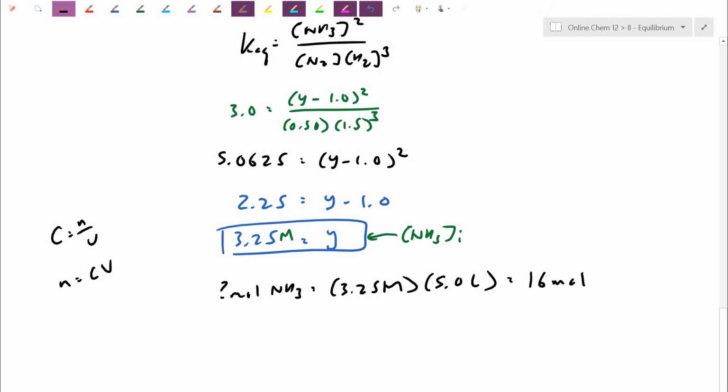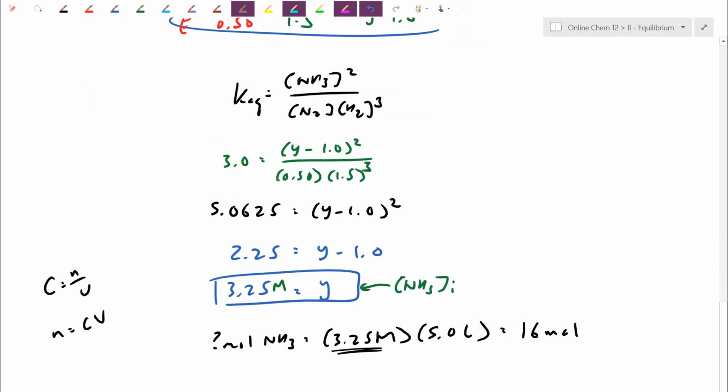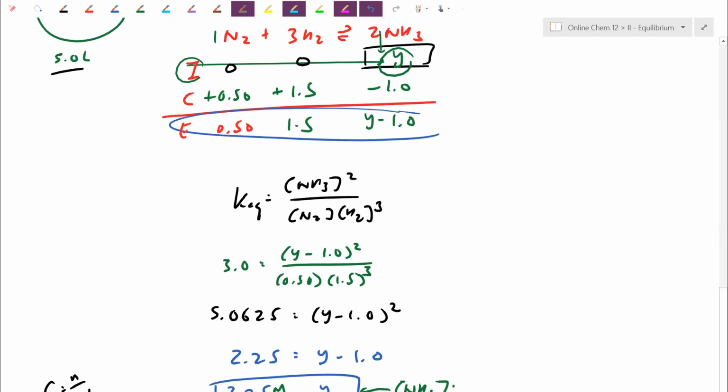So let's backtrack. My container was 5 liters. By pumping in 16 moles, you divide by 5, the concentration ends up being 3.25. 3.25 was what I began with. I started off with no reactants. They gained in these amounts here, and overall using that as your y value, we can hit this equilibrium constant. At the end of the day, we still have our products being favored. So y is roughly 2.25. Even after we minus 1, that's only 2.25. We still roughly have way more products than reactants, which is what it means by Keq is bigger than 1.